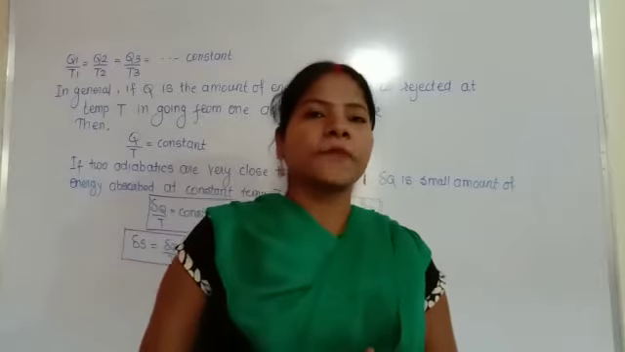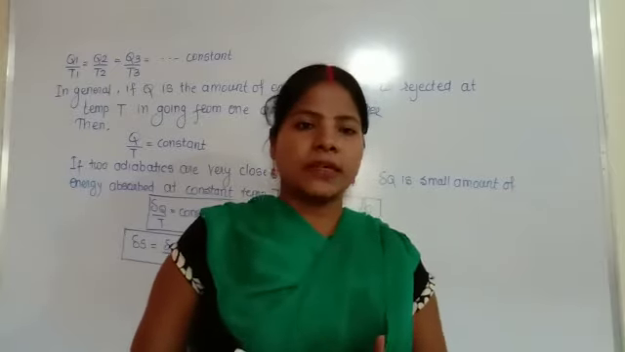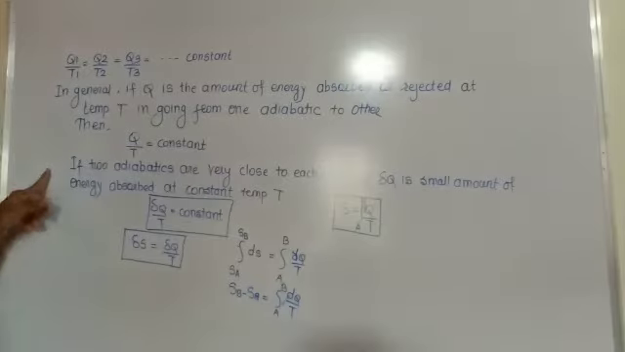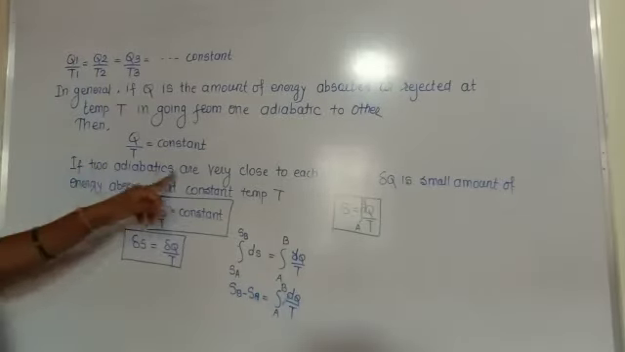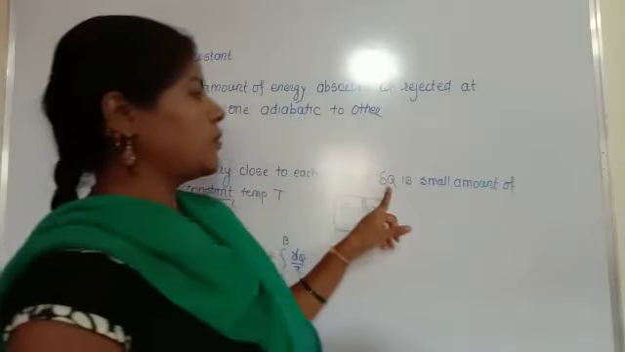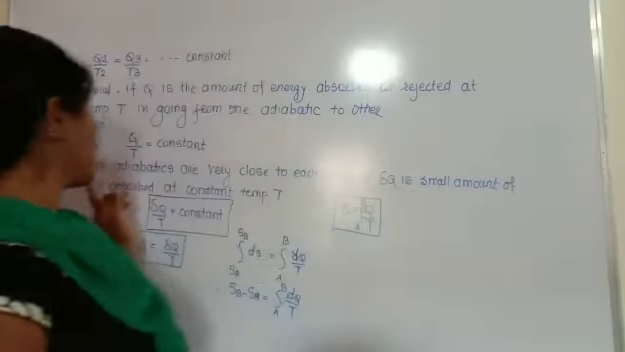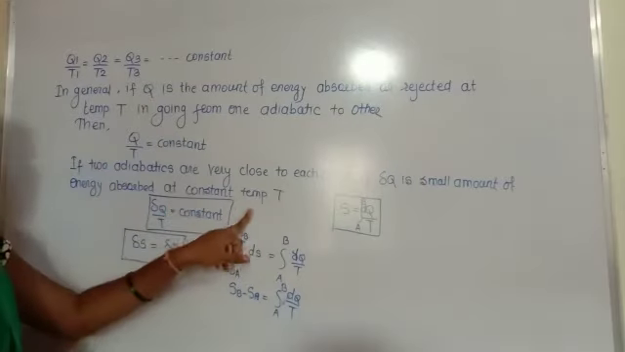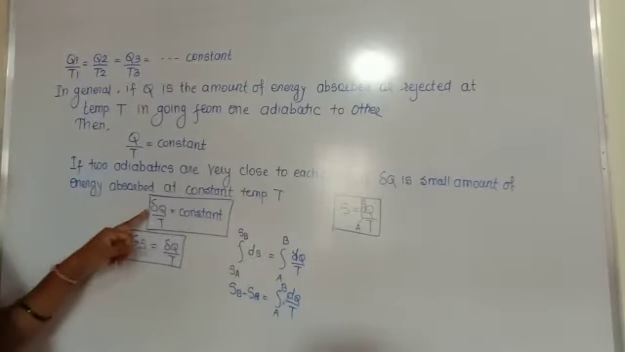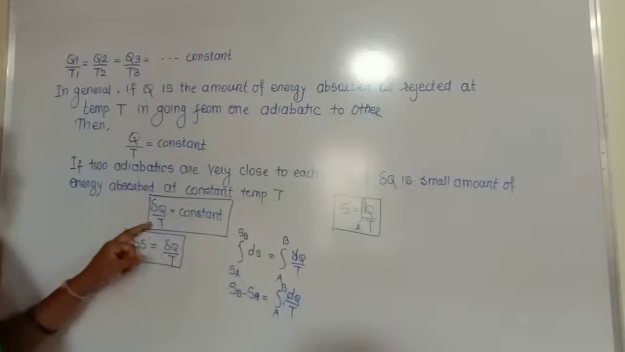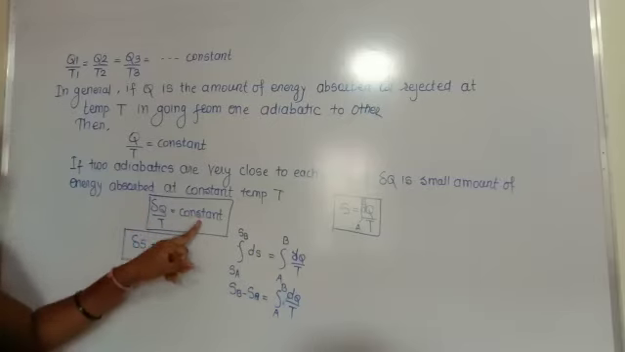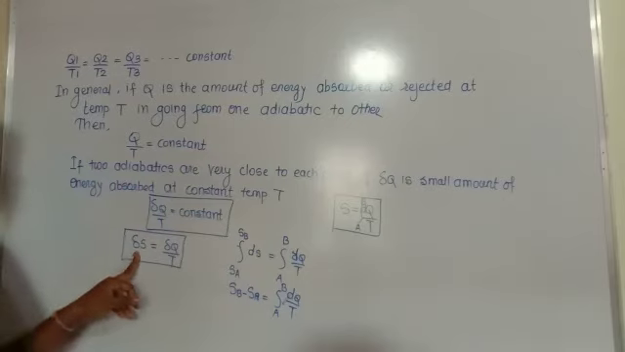So this is the total concept of change in entropy of the system in different forms. The first form is Q by T equal to constant. If two adiabatics are very close to each other, and delta Q is the small amount of energy absorbed at constant temperature T, then we can write delta Q by T is equal to constant, and this constant ratio is known as delta S, the change in entropy. This delta S is equal to delta Q by delta T.